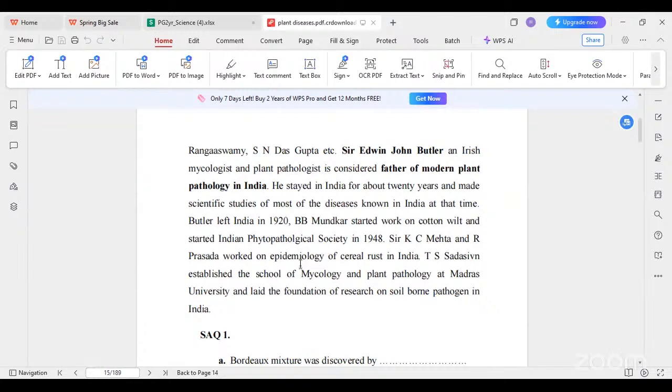Next, T.S. Sadasivan established the School of Mycology and Plant Pathology at Madras University and laid the foundation of research on soil-borne pathogens in India.